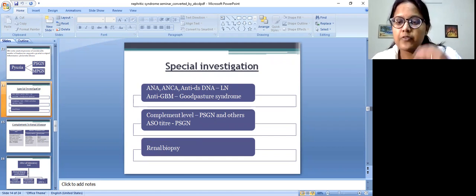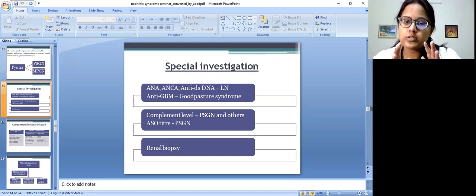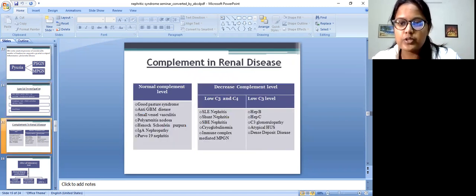For example, if a patient is having hematuria with hemoptysis, like pulmonorenal syndrome, that is Goodpasture syndrome, so you will go for anti-GBM antibody. So what I mean is, depending upon the clinical feature, whether patient is having systemic feature or the local feature, you will go for the special investigation.